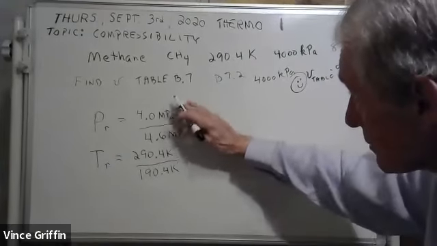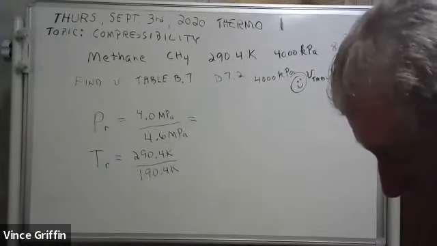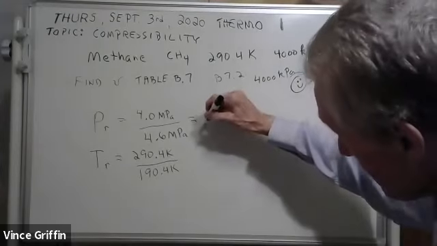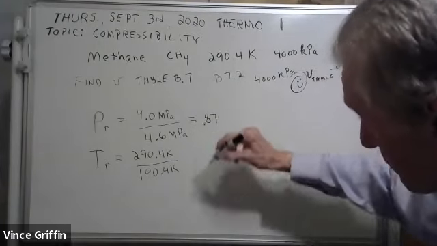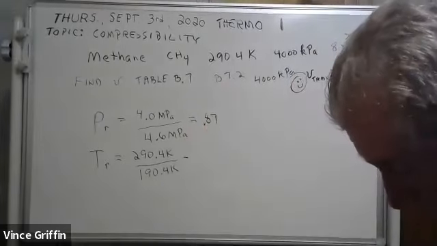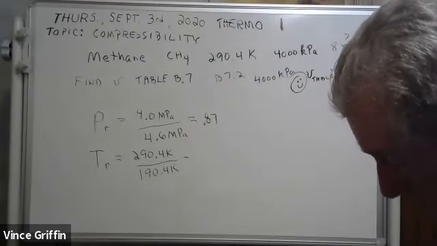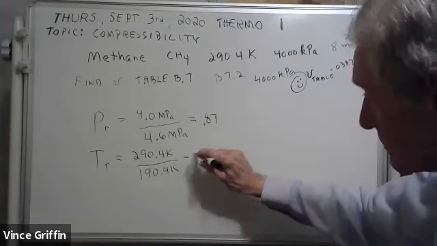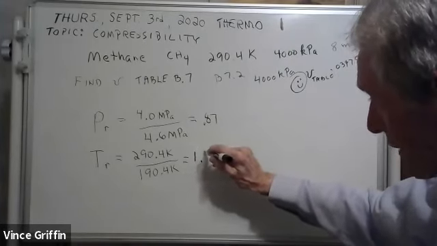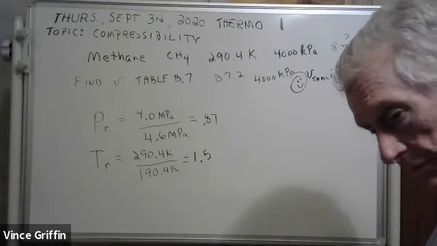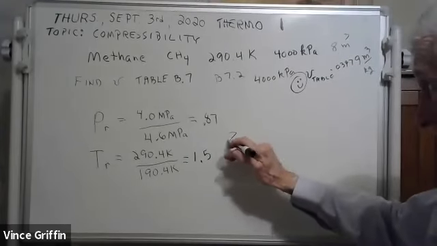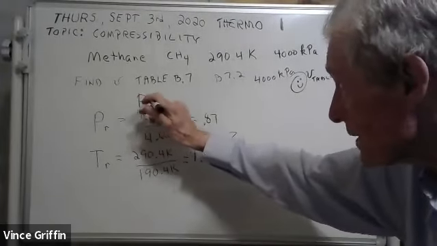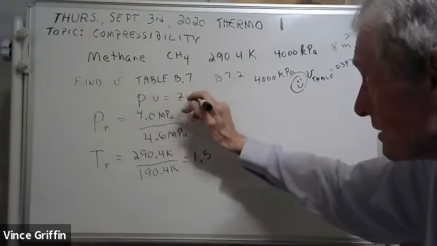All right, let's get those values. Here we go. This will be 0.87 maybe, close to 0.9, and this will be, I think I'll just round it off to 1.5. That's good enough. Now to find the Z, here we go. We're going to find the compressibility because what we're going to use is PV equals ZRT.